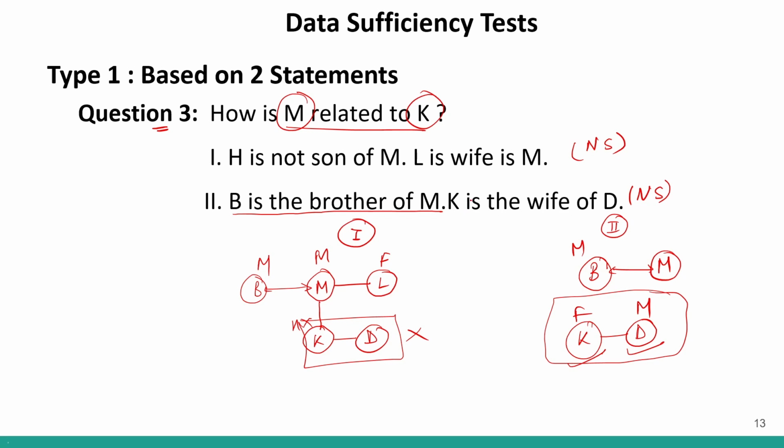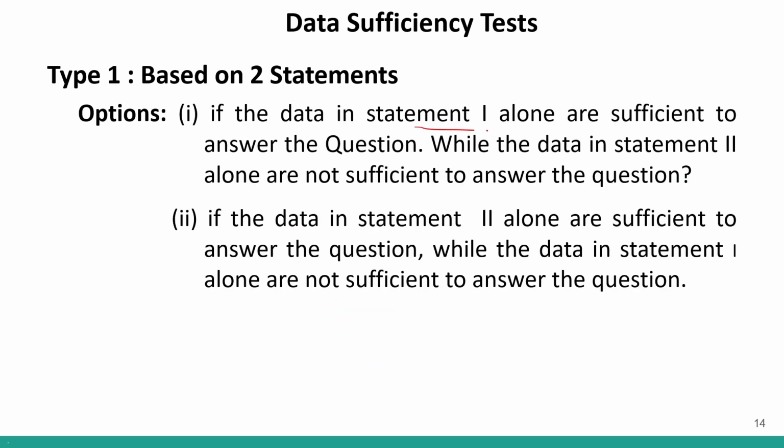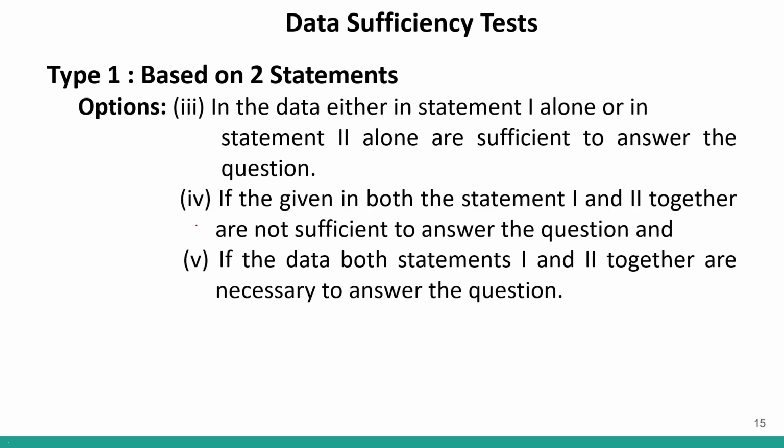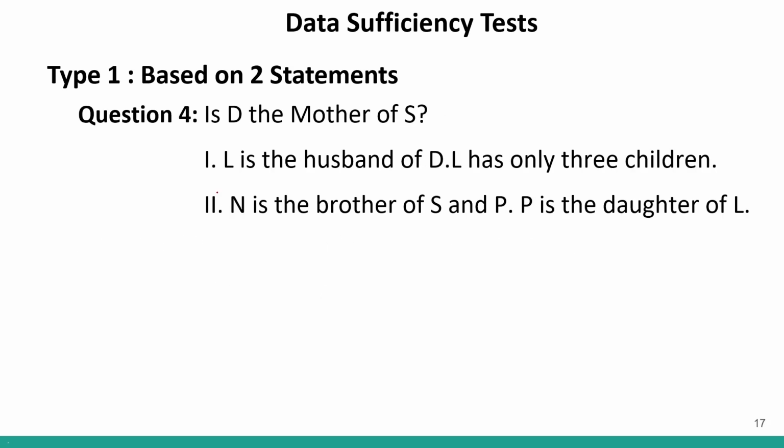So if I look at the options, option number 1 says that statement 1 alone is sufficient. So this is incorrect. Option 2 says that statement 2 alone is sufficient. This is also incorrect. Option number 3 says that either statement 1 or statement 2 alone is sufficient. This is also incorrect. The fourth one says that the data given in both the statements together are not sufficient. So this is my correct answer, option number 4. Both the statements together are also not sufficient to answer the question. Clear?